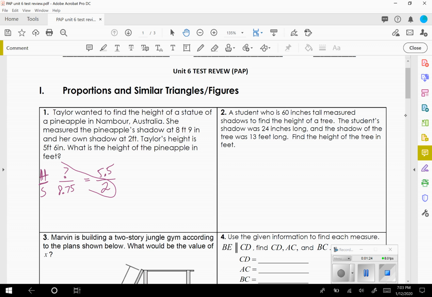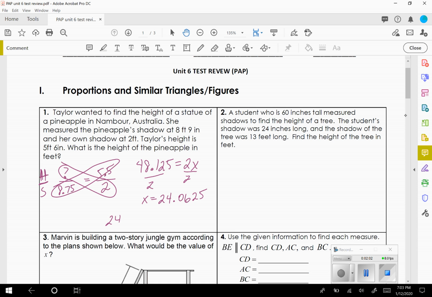Okay, so here we go to our cross products. So we have 5.5 times 8.75, so that's 48.125, and that's equal to 2, we'll call it x, okay? So divide by 2. So we get 24.0625. Okay, 24.0625. So this first part, that's our number of whole feet.